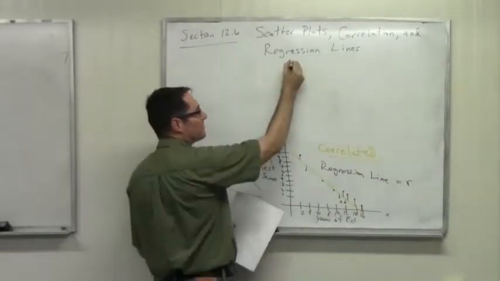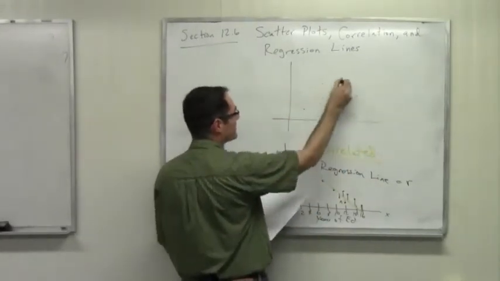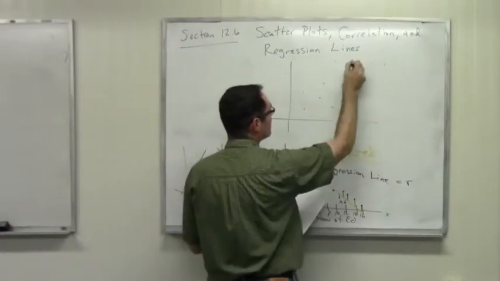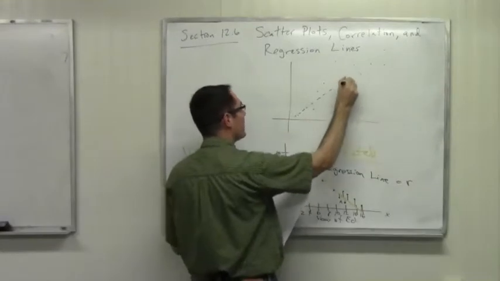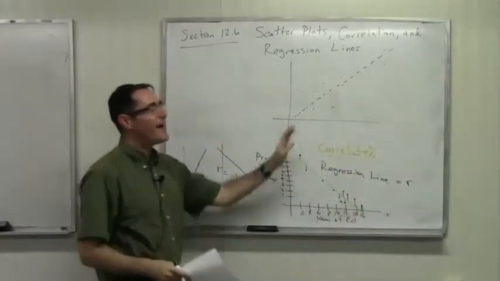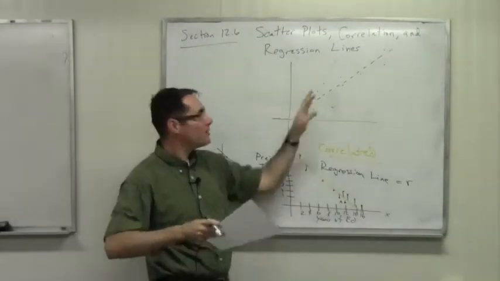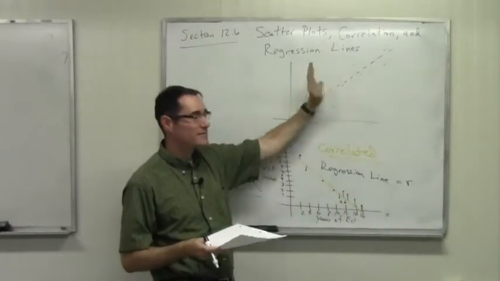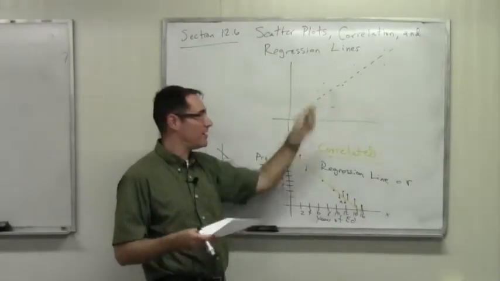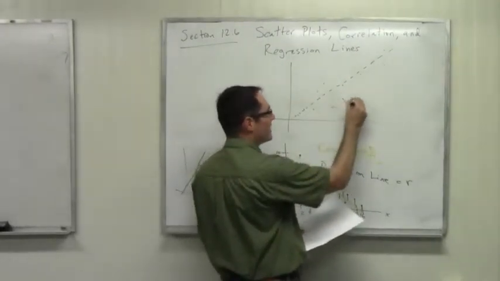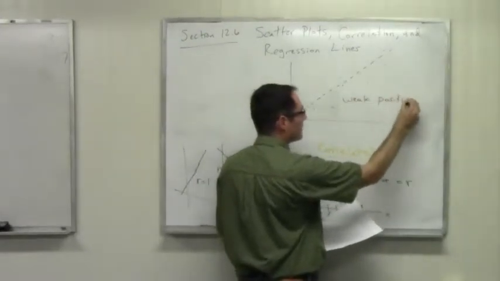Let's do a couple of examples on this regression line. If the data is like this, could you still have a line that goes through here like that? Yeah, maybe. That's actually called a weak positive correlation. Why is it weak? Because these dots are all over the place, and most of them are not in a nice tight group around there. This would be a weak positive correlation.